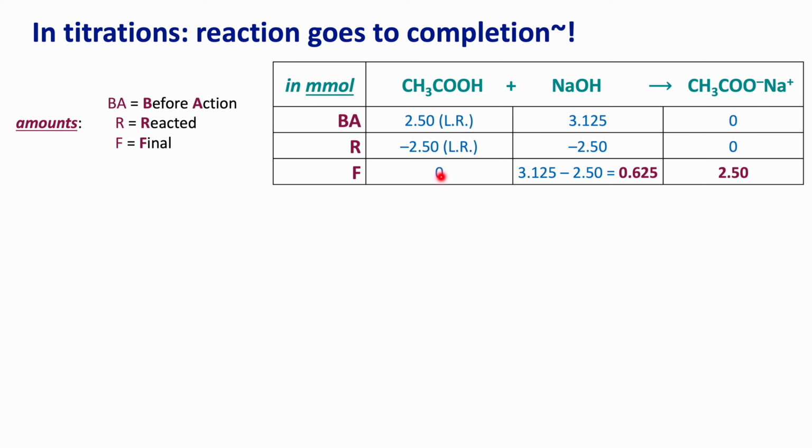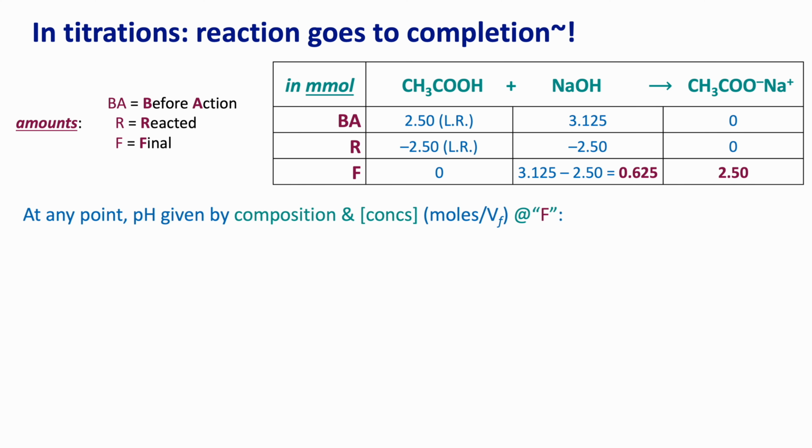I end up with 0 at the end of the reaction. The limiting reactant determines how many moles of my titrant are reacting, so how many are left, but also determines or limits the amount of product that can be formed. Now remember that at any point during this titration curve, the pH is given by the composition and the concentrations in this final row after the reaction in my BARF table.